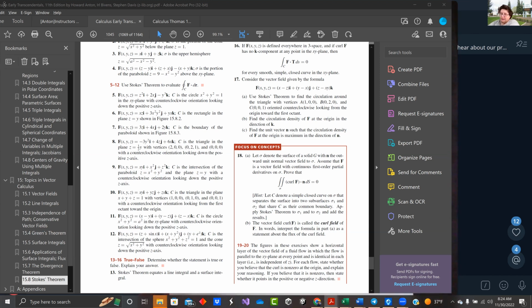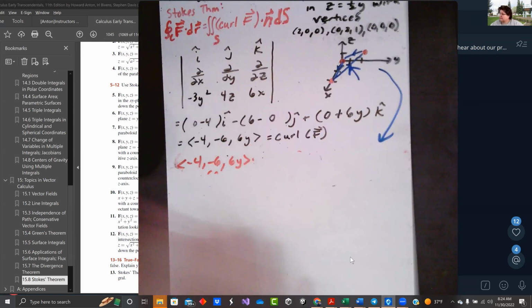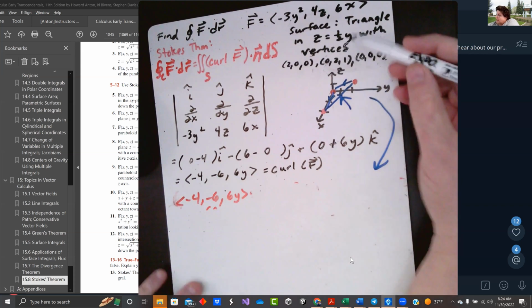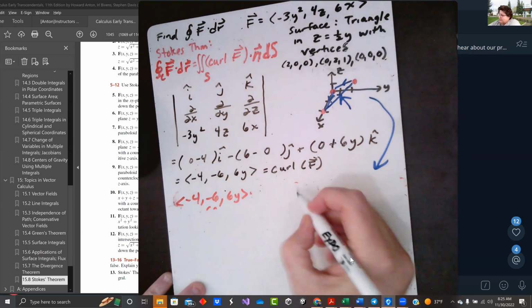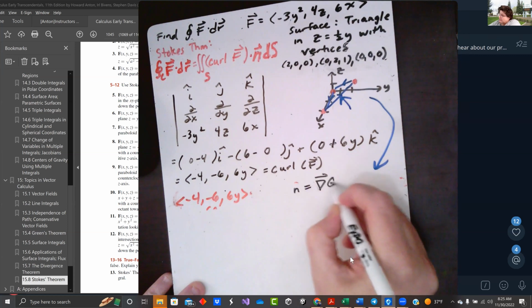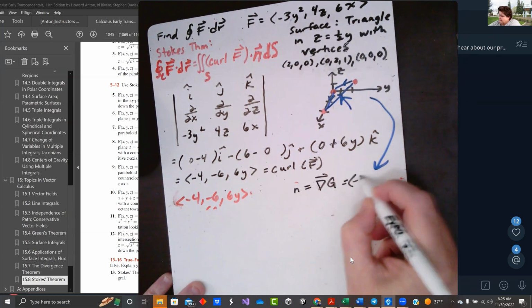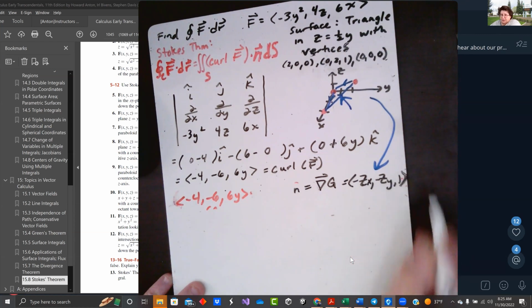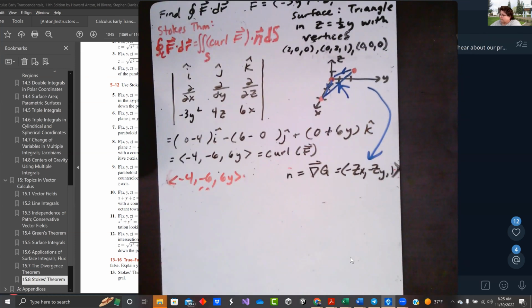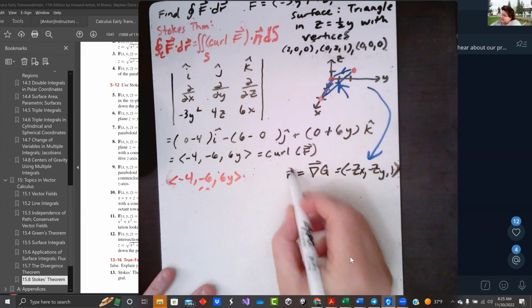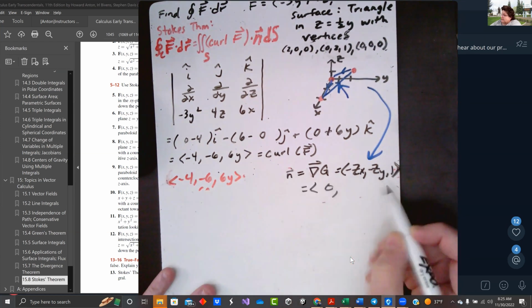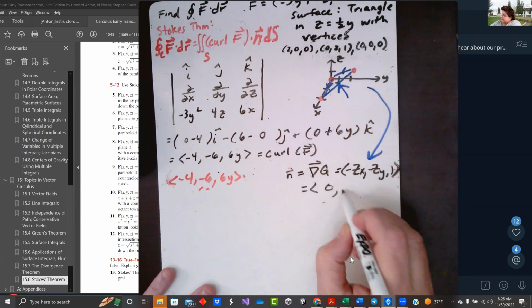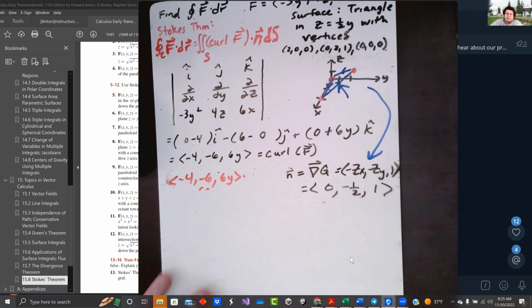Because we have the surface here, I wrote it up there: z equals 1/2 y. So I can do n as the gradient of G, which is negative z_x, negative z_y, and 1. I don't know why I got projection in my head. That was bad. And if we do that, the gradient of G is 0, negative 1/2, and 1.